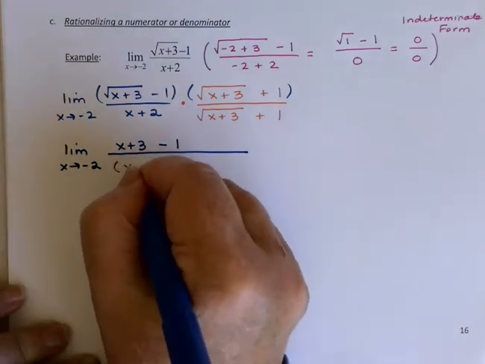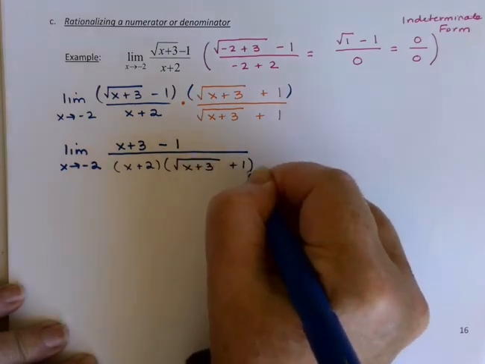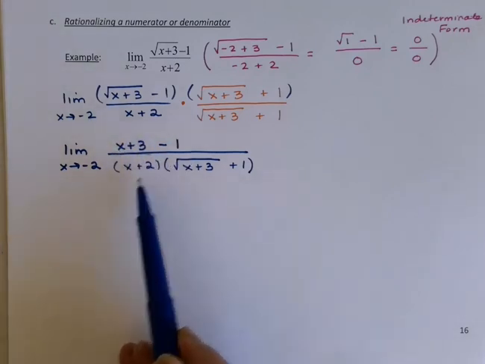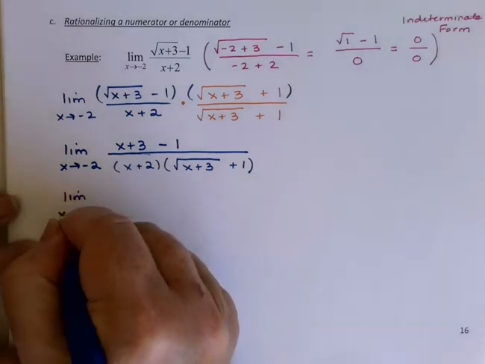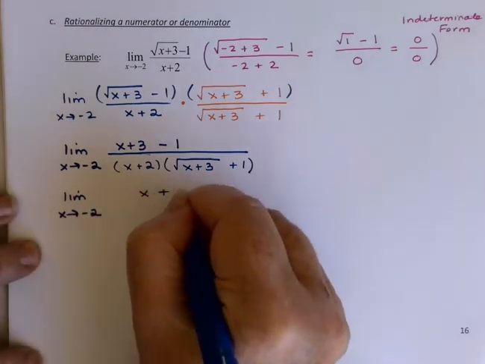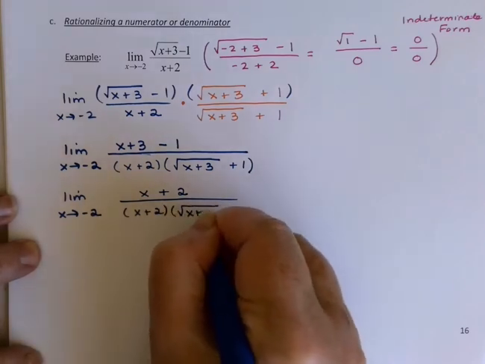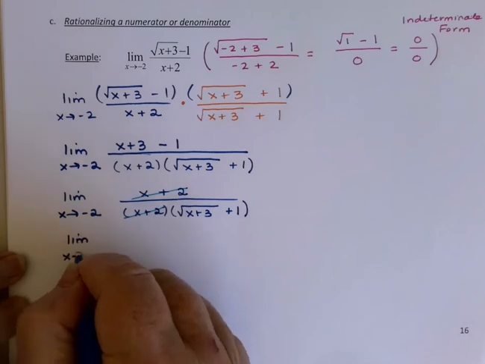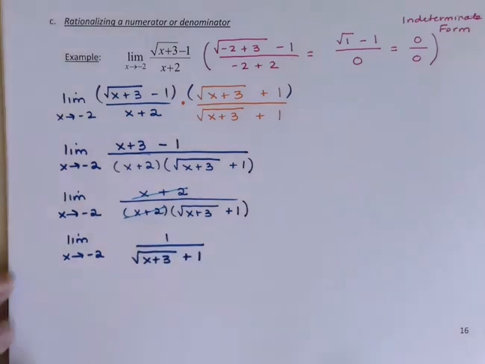The denominator, I'm not going to bother multiplying out. I'm just going to write the product right down here in the bottom. And the reason is we can kind of anticipate. You can see this is going to simplify to x plus 2. So in the next step, I'm going to be able to divide that out with the denominator. So we have 1 over the square root of x plus 3, plus 1.